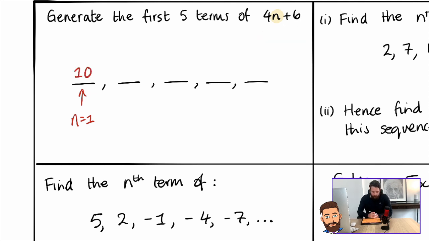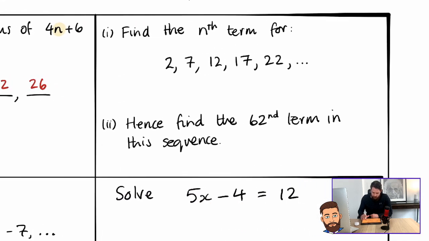The next term will be simply, if you recall from sequences 2, this sequence is going up by 4. Whatever is in front of the n is what the term is going up by. So I can simply add 4 to the first term to get 14 for the second term, add 4 again, 18, and all I have to do is keep adding 4 to get the next term, so 22 and 26.